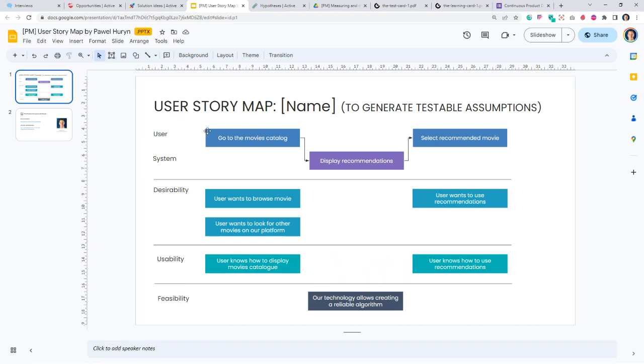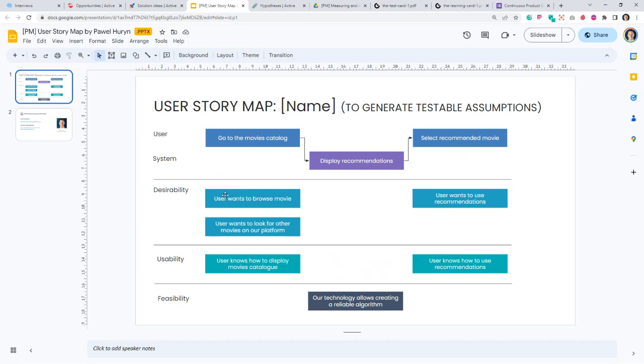So in this case, to display recommended movies, the recommended series or movies, the first step is that the user goes to the movies catalog. Then the system has to display recommendations. And the next step is that the user can select the recommended movie. And for every step, we can map more actors than the user and the system. Perhaps there will be more, especially in B2B software. You may have more actors taking part in getting value from something.